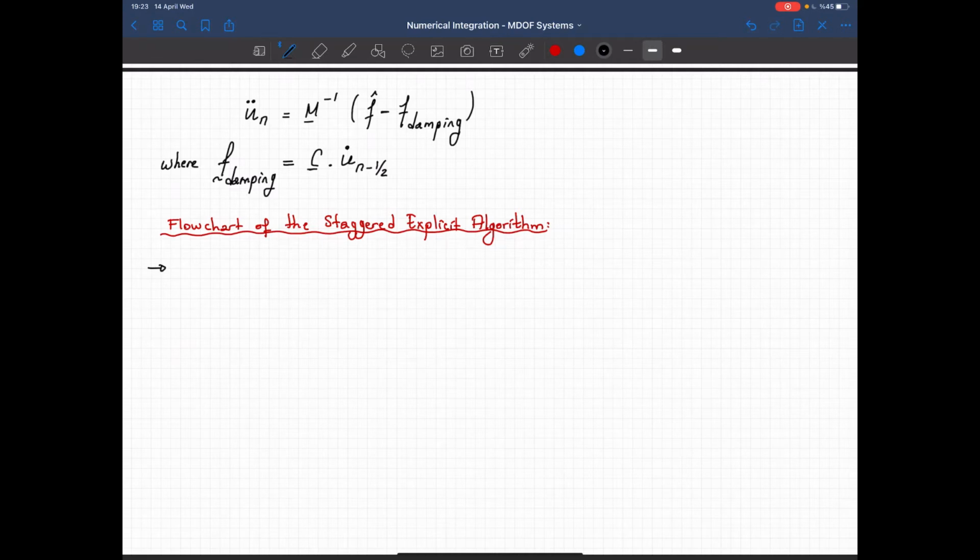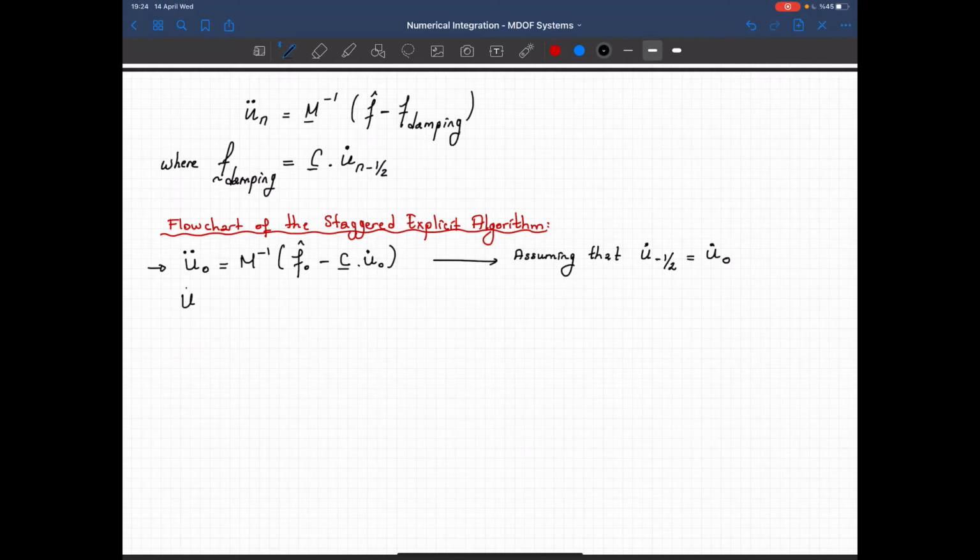The first thing that we have to do is calculate the acceleration at the 0 time step. That we can do by M inverse multiplied with F0 minus C times u dot 0. So initially we can assume that the velocity at the minus 1/2 time step is equal to the initial velocity. So that's the way we start.